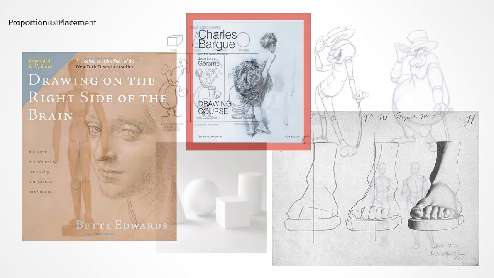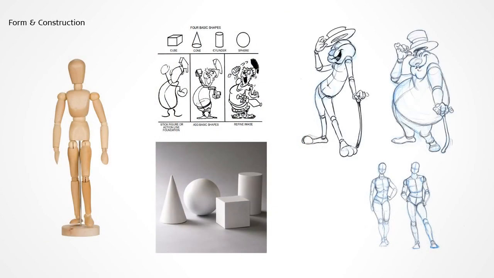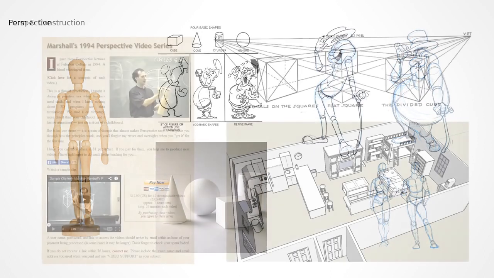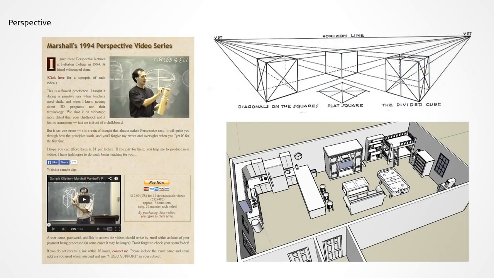Okay, so the next one is form and construction, and that's the ability to break things down into their basic component shapes, or to start from basic shapes like the cube, cone, cylinder, and sphere, and then build up. And when you see these mannequin figures, that's basically what it is. It's used a lot in animation because you want to see the figure in 3 dimensions. And this ties in with the next skill, which is perspective.